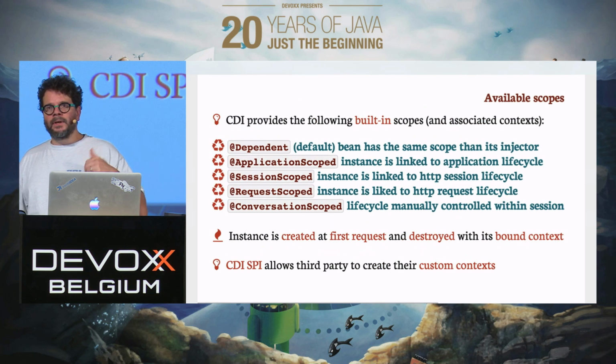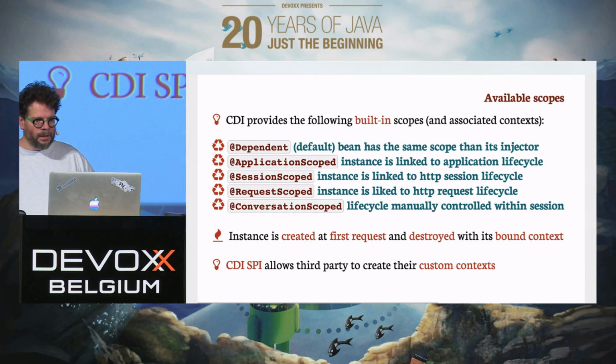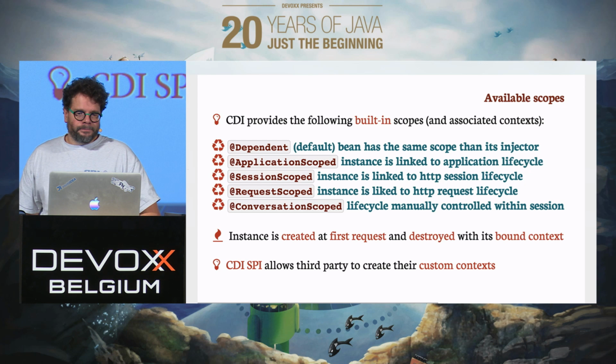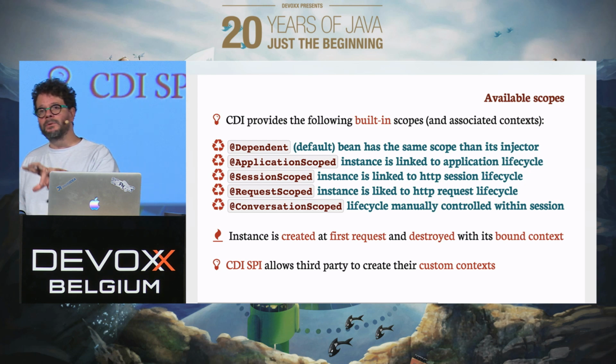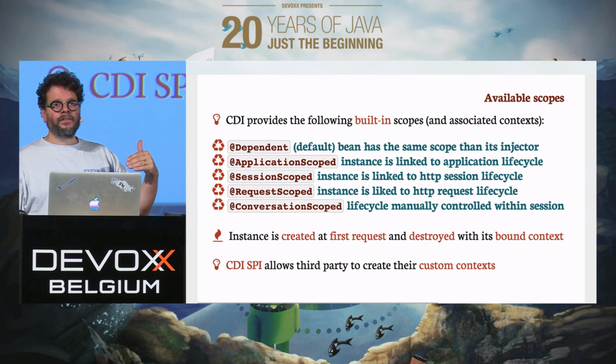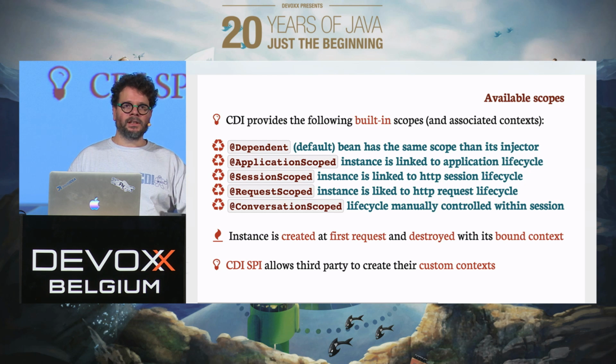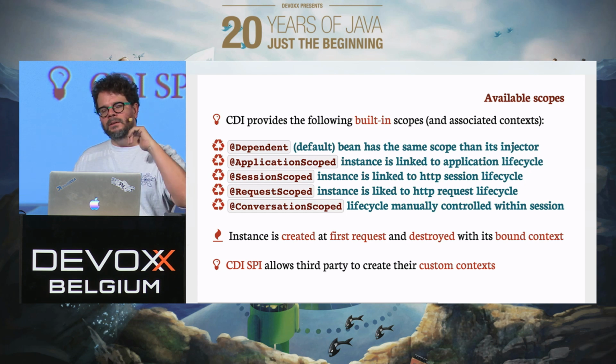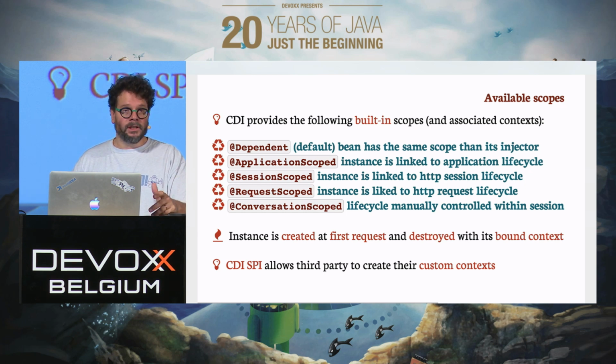In CDI, you have a bunch of built-in scopes and built-in contexts that come out of the box. The most obvious scope is probably the dependent scope. It's the default scope. When you create a bean without an explicit scope, it will be dependent. In fact, it means that the bean with the dependent scope will have the scope of the bean in which it will be injected. So most of the beans we saw in all the slides before were in dependent scope because they had no scope annotation on them.